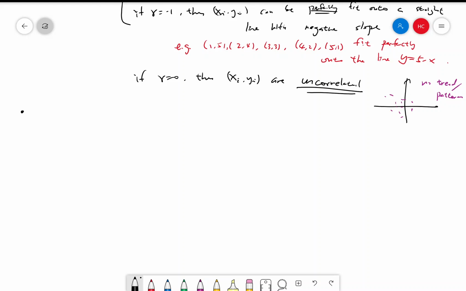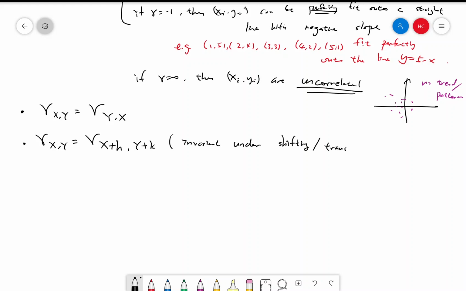So if you calculate a sample correlation between x and y, it's got to be the same as the sample correlation between y and x. So it doesn't really matter which variable you put first. The result is going to be the same. And the sample correlation coefficient doesn't change if you add a constant to x and to y. That means this is invariant under shifting, or what's called a translation. So if you add the same number to all the x_i's and the same number to all y_i's, the sample correlation does not change.